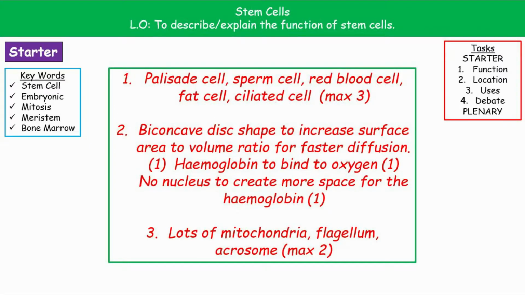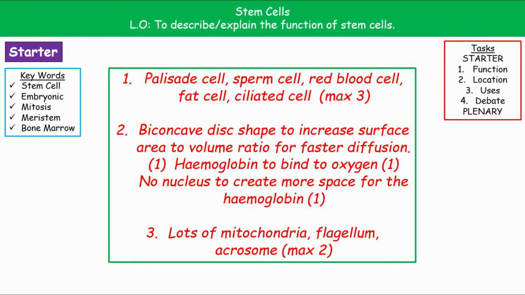So let's check those answers then. For question 1, I've given you the ones we looked at in our previous lesson. There's actually way more than that in terms of cells in our body that are specialised. So up to 3, give yourself a mark for each one you've got: palisade cell, sperm cell, red blood cell, fat cell, ciliated cell. You could have gone down the route of saying things like nerve cells, white blood cells, the list goes on.